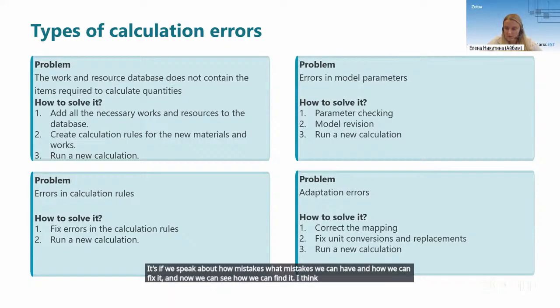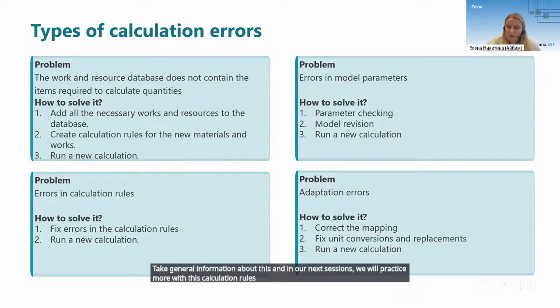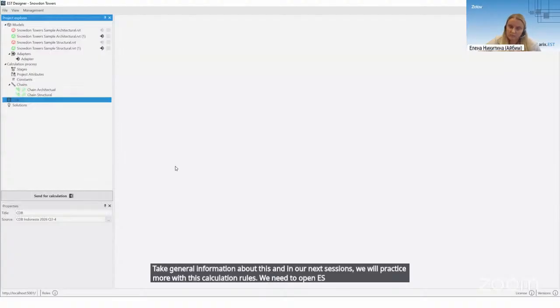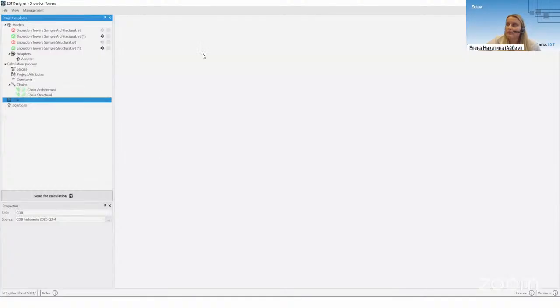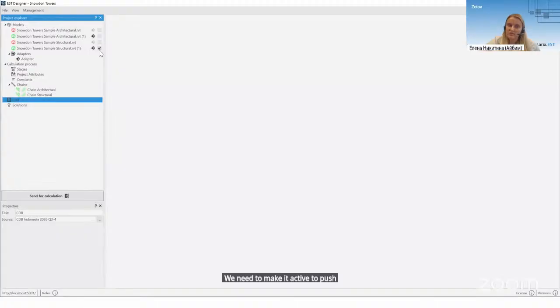I think we have a little time now, but we need to speak about some calculation rules and what they look like. We will take general information about this, and in our next sessions we will practice more with these calculation rules. We need to open EST Designer, and now we need to activate one of the models. I think it can be the structural model. We need to make it active by pushing this indicator here.